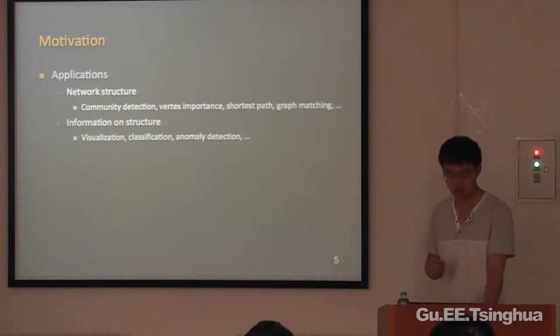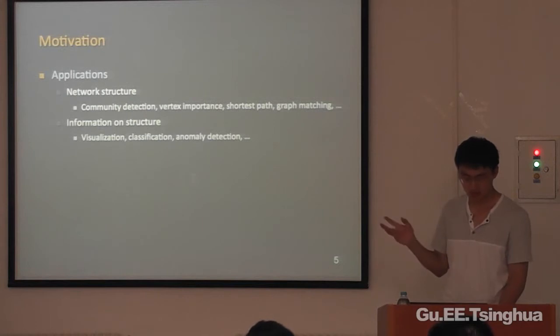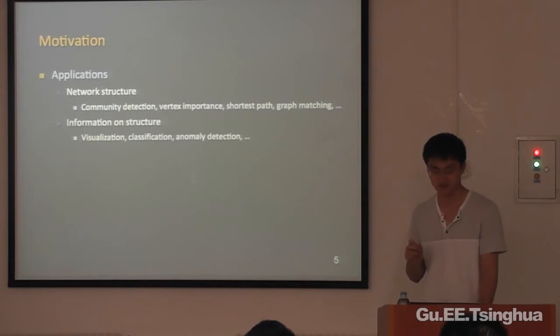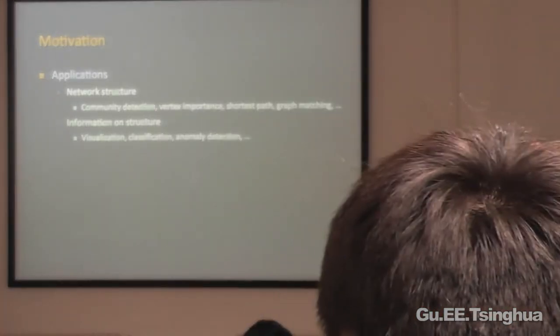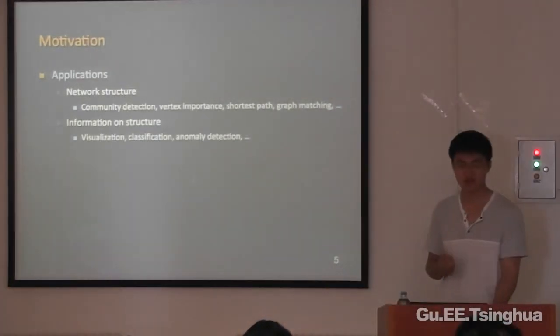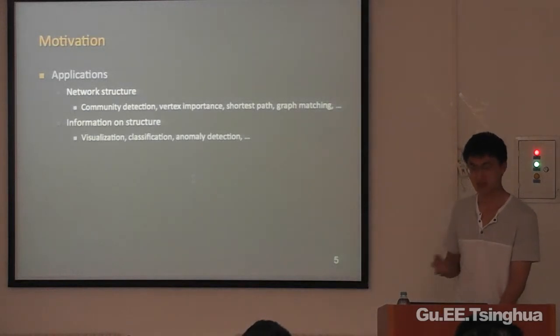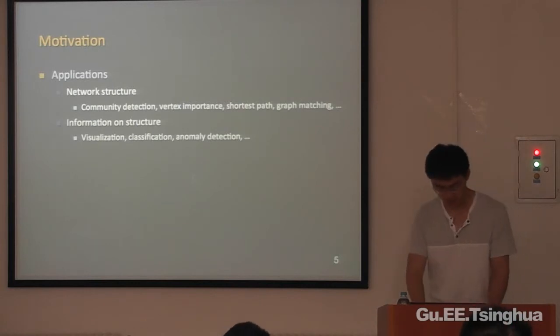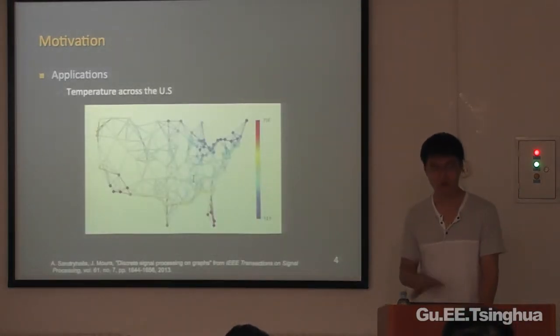When people work on graphs, some people study network structure. It means they analyze the structure itself. For example, they do community detection, vertex importance, and shortest paths in graphs. They analyze the structure itself. But what we want to do is different. We want to process information on graphs. We want to do classification or detection for the signal on the graph. In these examples, we have the structure, and we also have the signal on the structure.